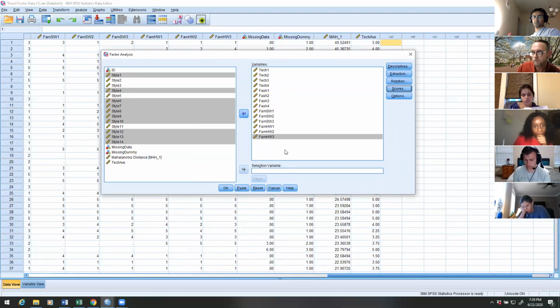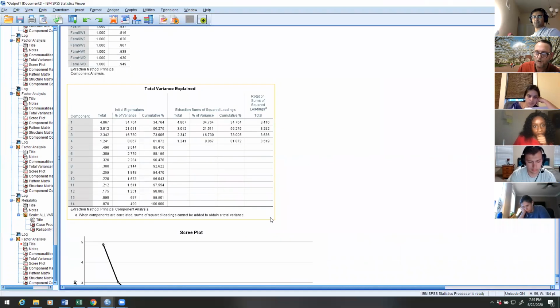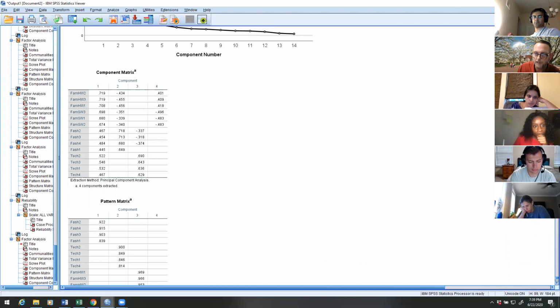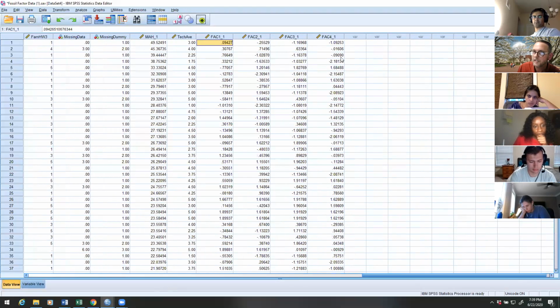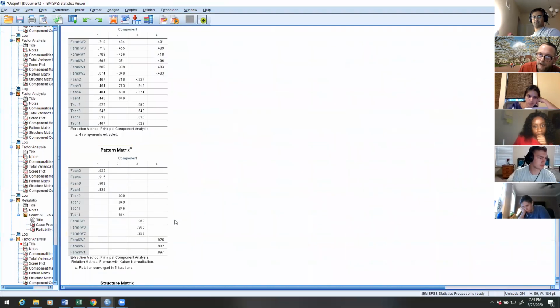So just do that as a score. We'll run it. We're not really worried about all this other stuff. What we're worried about are the new variables that were created. We have 4 new variables that are created, factor 1, 2, 3, and 4. The tech factor is going to be the second one.